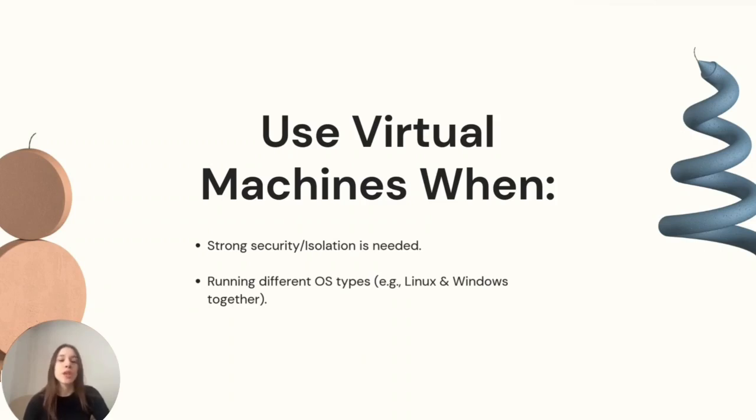We choose virtual machines when we need strong isolation and high security. They are also the best choice when we want to run different operating systems on the same physical server. So, virtual machines are very useful in environments that must stay stable and protected.